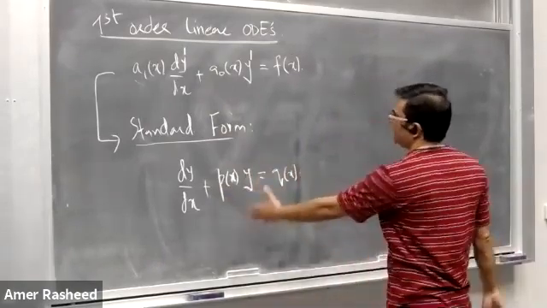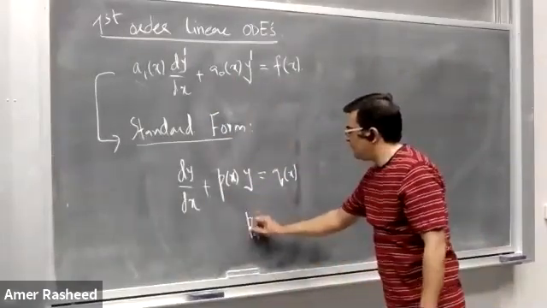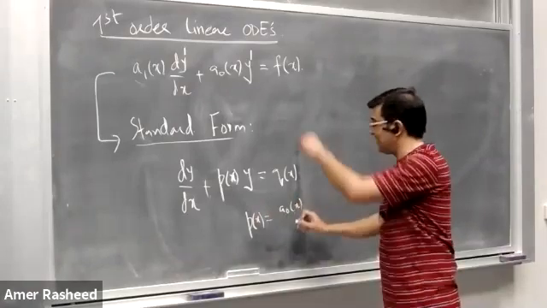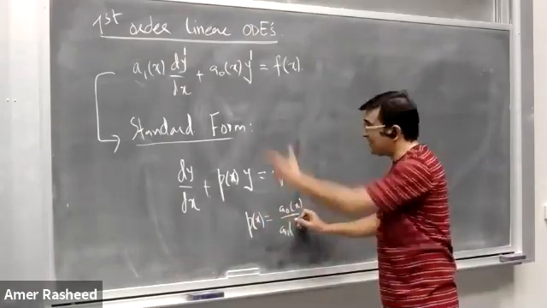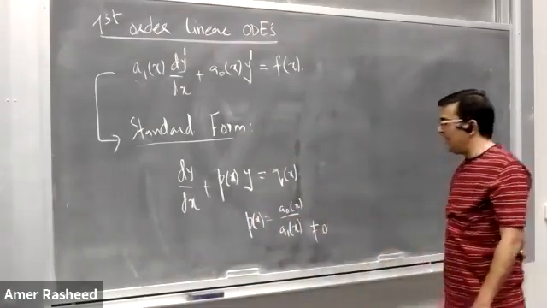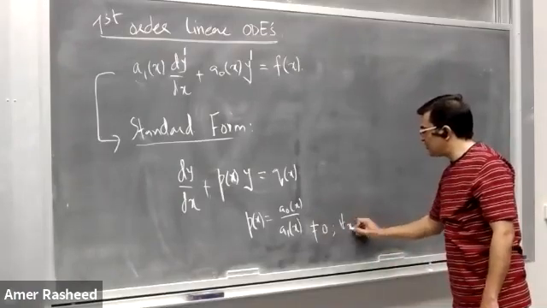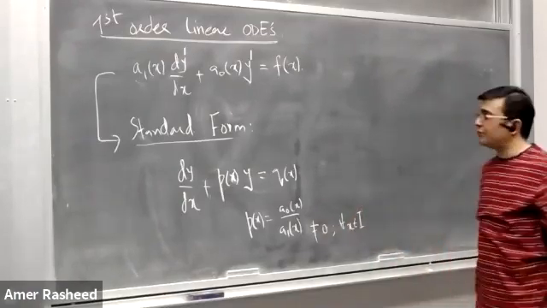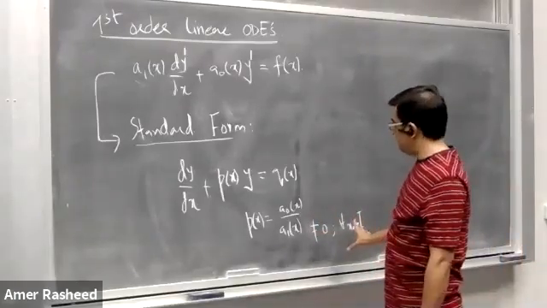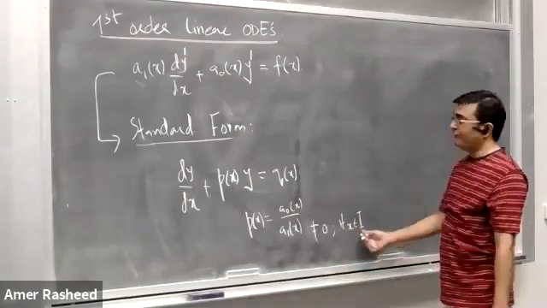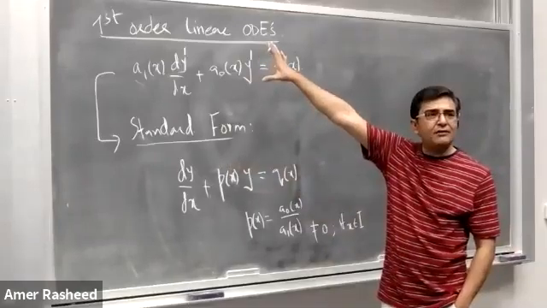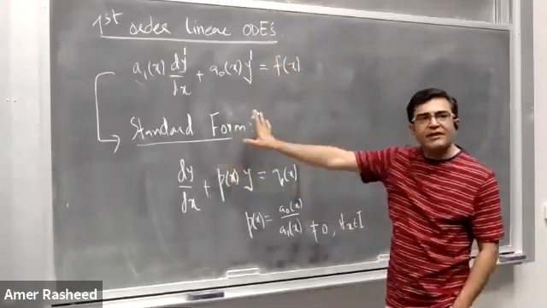Where p of x is a0 of x over a1 of x, in this case it could be different, but here p of x will be this, where a1 of x should not be 0 for all x belonging to the domain of this differential equation. The domain means whatever the possible values of x we have. So first, convert any first order differential equation into this standard form, and then proceed further.